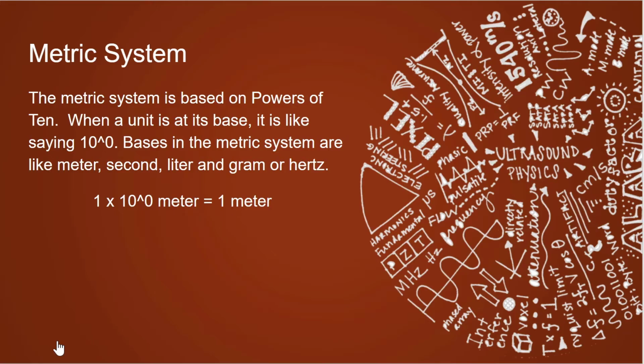Those are all base. And it would be the same as saying it is the unit times 10 to the 0 power, which is 1. So bases are going to be anything that is just the unit itself with no prefix added to it. So our example here is 1 times 10 to the 0 meter would be the same as saying 1 meter.